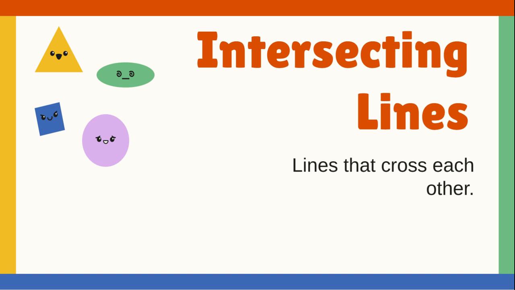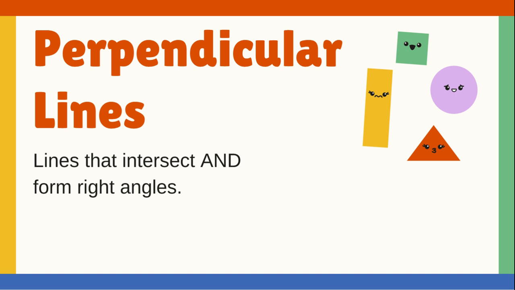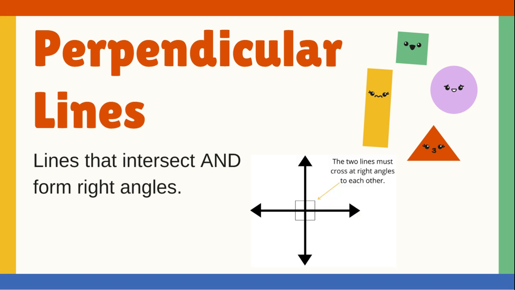When you have intersecting lines, okay, think of like an intersection in the road. There are lines that cross each other or go through each other. Intersecting lines look something like this, or they could be more spread apart. And then you have perpendicular lines. Now, perpendicular lines are intersecting lines. They do cross each other, but the difference is they have to form right angles. Okay, so they look something like this. The two lines must cross at right angles to each other. And you can see inside of that image that there are four right angles formed when those two lines cross each other.